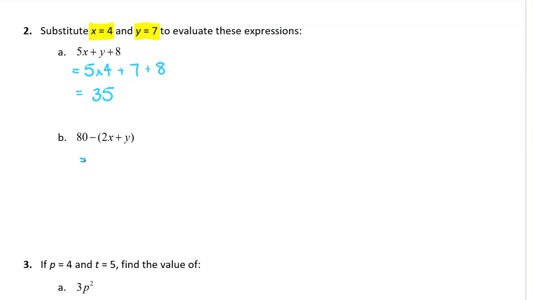Next one. Okay, we're writing down the 80. We write down the minus and open the bracket. The 2x, remember x is 4, so it's going to be 2 times 4. Then we have a plus y, and y is equal to 7, and then we close our bracket.